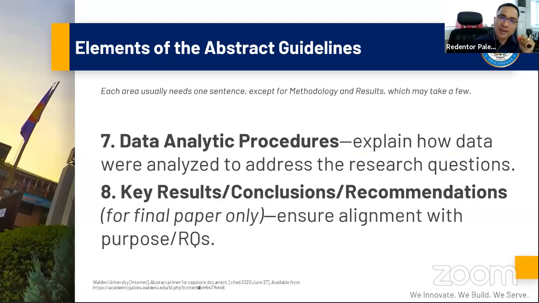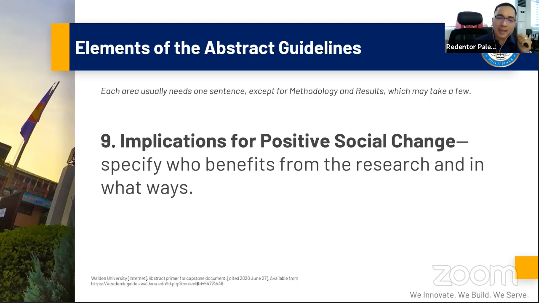Now we move on to the last. Again, other books, they have 5 important parts only. Okay, but this one, it's 8 or 9, I mean. The last one here is very important. Okay, implication for positive social change. What's the implication of the study? Specify who benefits from the research and in what ways they would benefit. Okay, imagine the key word here is social change. What would be the contribution of your paper to the body of knowledge, and how would it help the society? So implication for positive social change. Okay. So that's it for our guidelines.